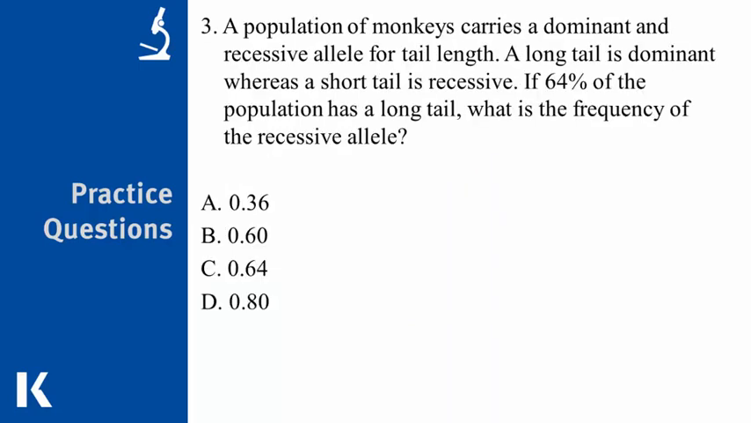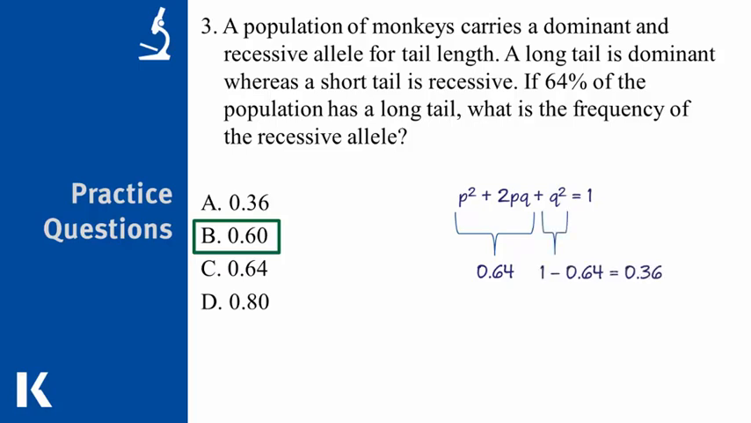Let's try out one last question on this topic. This question is asking you to think about how you would determine the frequency of an allele in a given population. The answer is B, 0.6. To answer this question, we use the Hardy-Weinberg equation p squared plus 2pq plus q squared equals 1. The question stem tells us that 64% of the population has long tails, which means that 64% of the population has the dominant phenotype. Therefore, p squared plus 2pq equals 0.64.